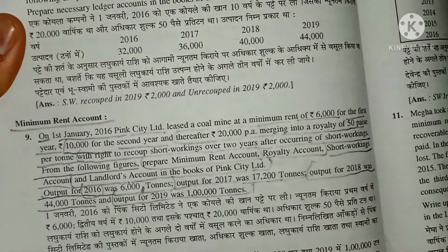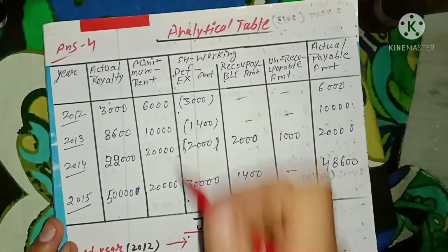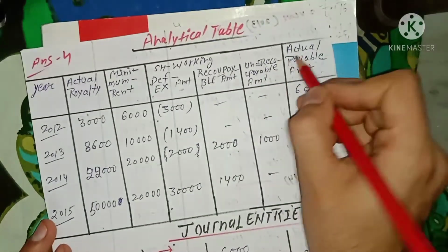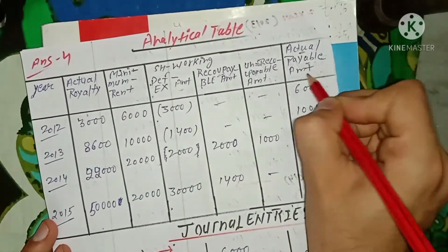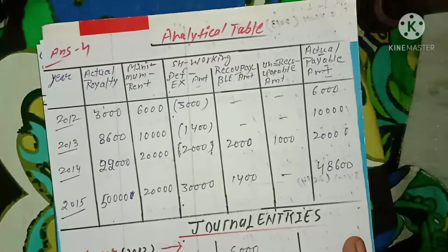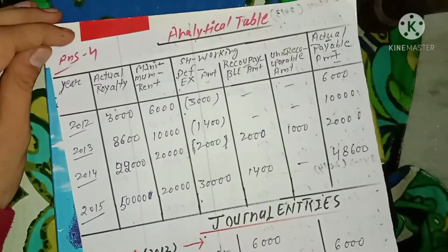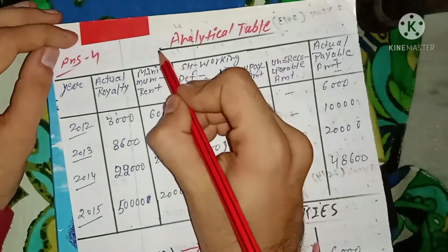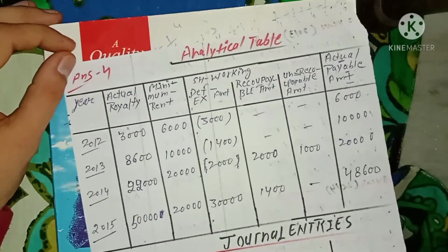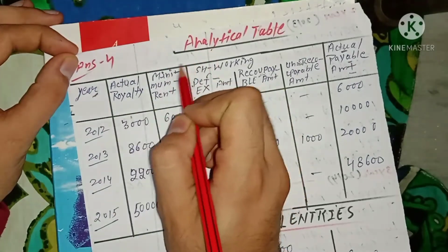Now this is how to do it. In order to solve this question, first of all we need to prepare an analytical table which shows the deficiency and excess working amount as well as the recoupable and unrecoupable amount, and in the end whatever amount is payable to the lessor will be shown in this column. It is a similar thing to what we did in the past two videos. In all the questions we have solved in this chapter so far, we first prepared an analytical table. We start by preparing the analytical table when solving questions, so in this question we are going to do the same thing, as we have already done in the first year.